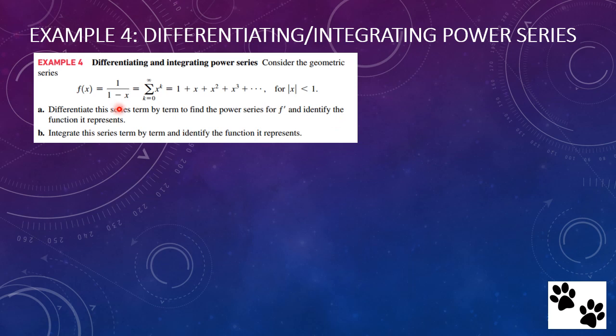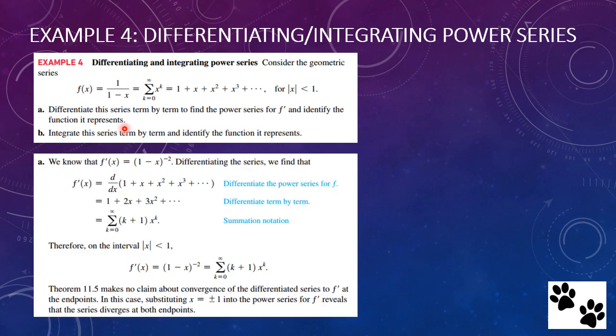So if we differentiate 1 over 1 minus x, this is 1 minus x to the negative 1. So f prime of x equals 1 minus x to the power of negative 2. All right? So that's the function that the derivative of this series is going to represent.